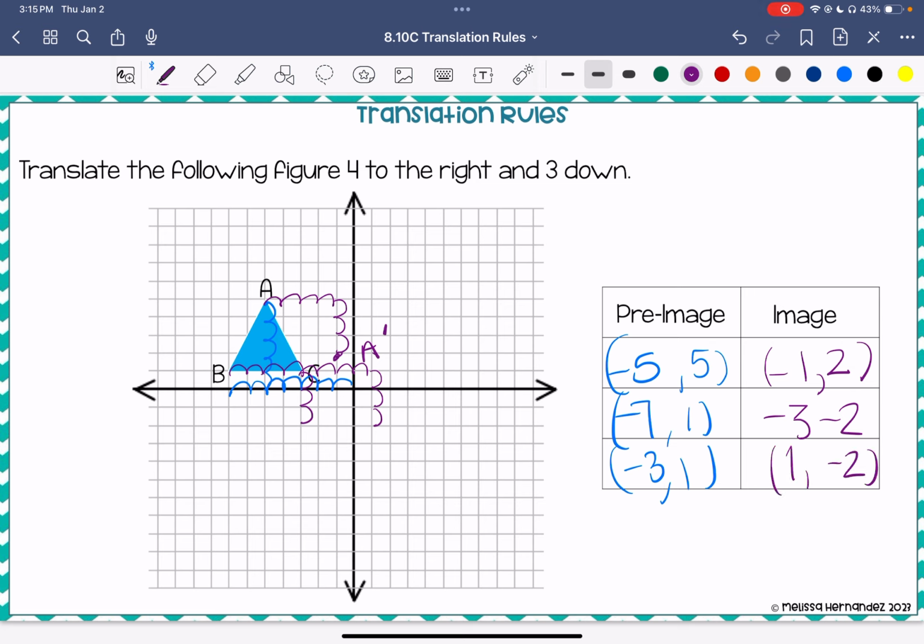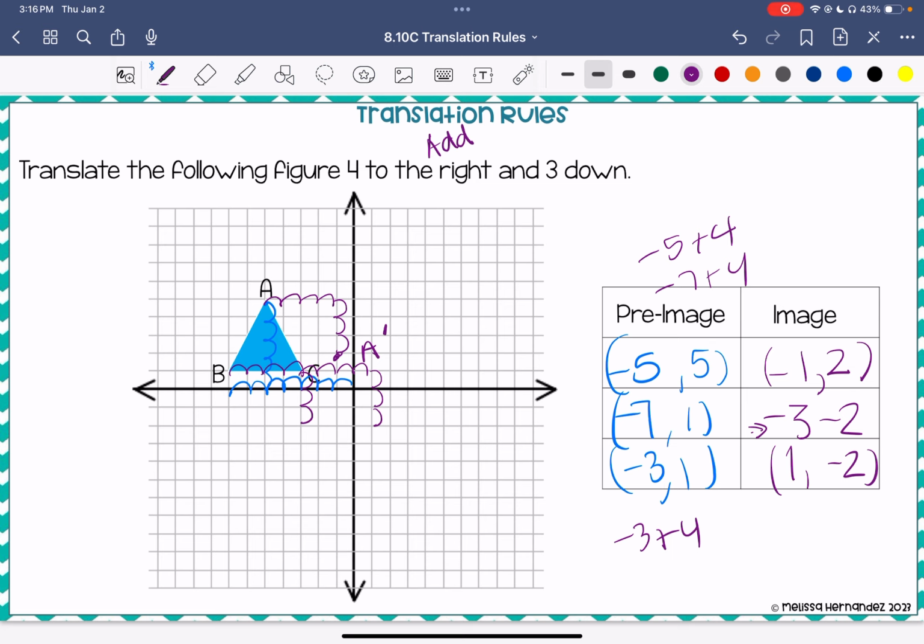So let's look at the comparison. -5 to -1. When you go to the right, that means you're actually adding. When you think about the x-axis, the positive numbers get bigger as you go to the right. So -5 plus 4, yep, equals -1. -7 plus 4 equals -3. And then -3 plus 4 is 1. And so the same rules will apply.